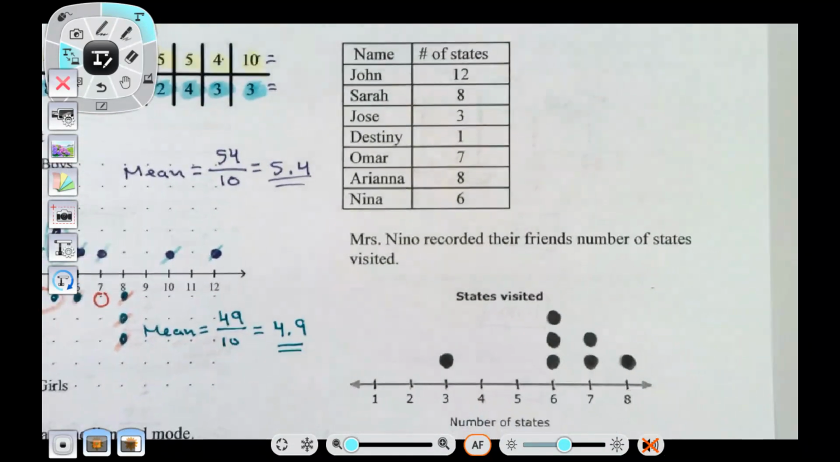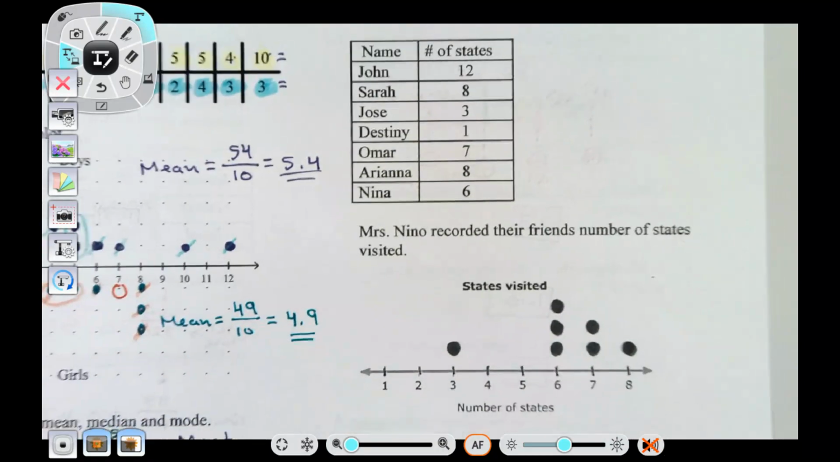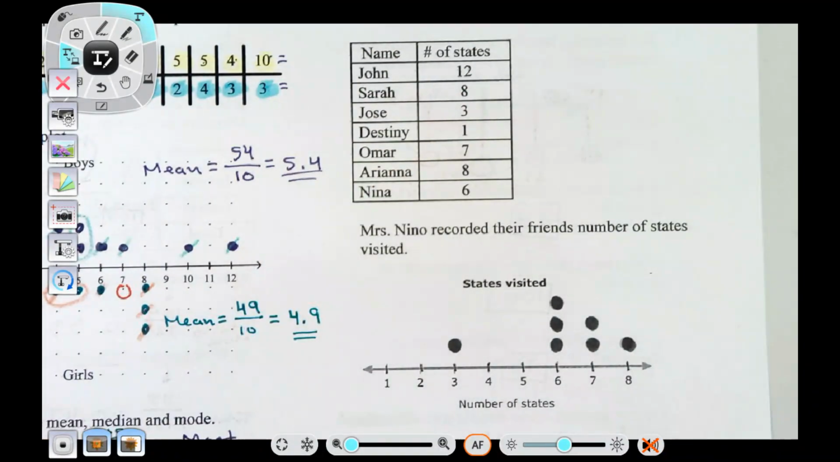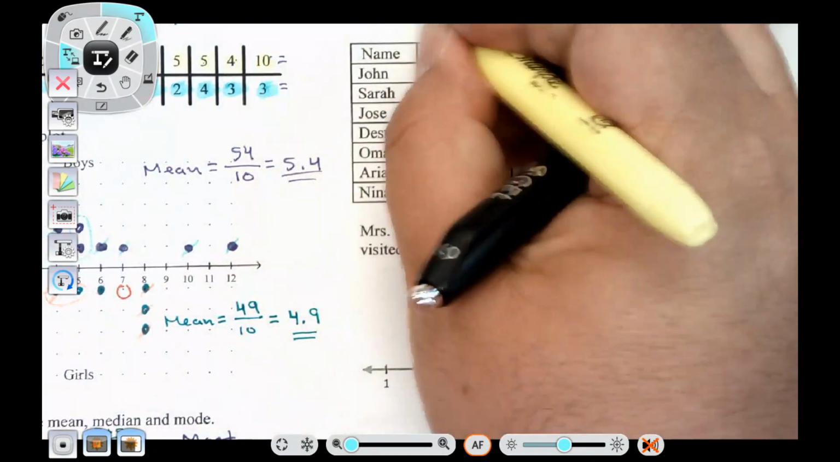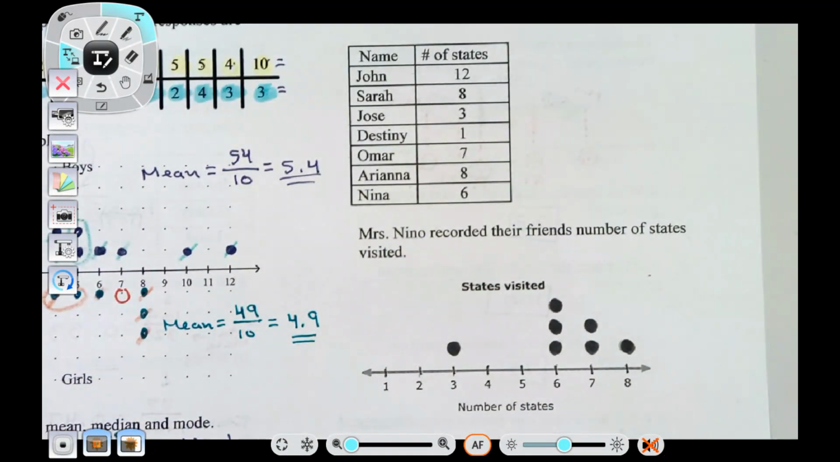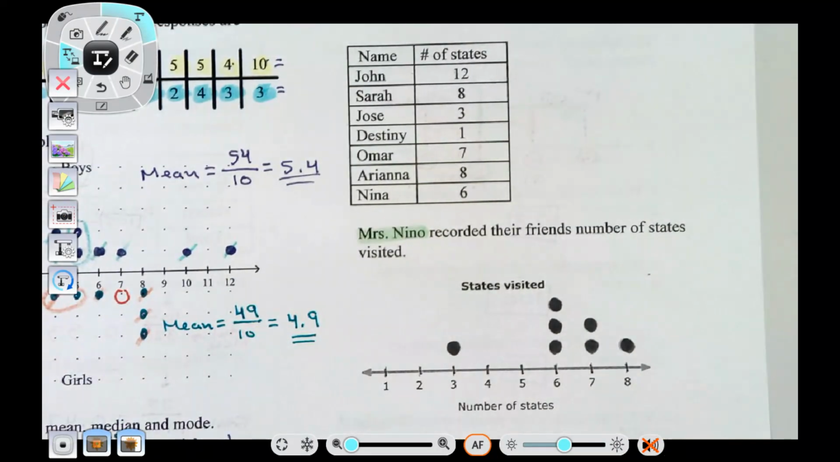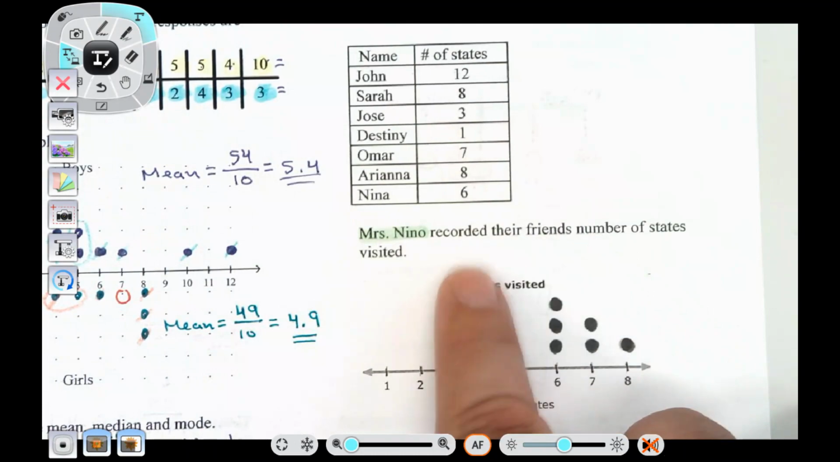Mr. White recorded their friends' number of states visited. So John visited 12 states, Sarah 8. You get the idea. But that was Mr. White. This is the info for them. And then there's Miss Nino. So here's the Miss Nino dot plot they did. Recorded their friends' number of states visited.